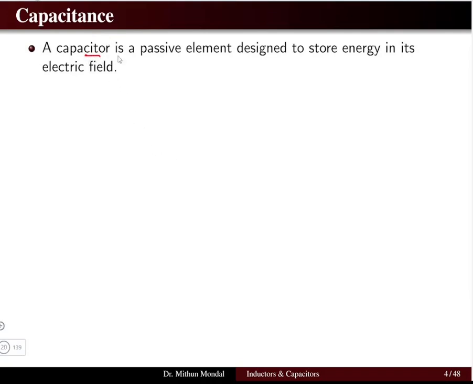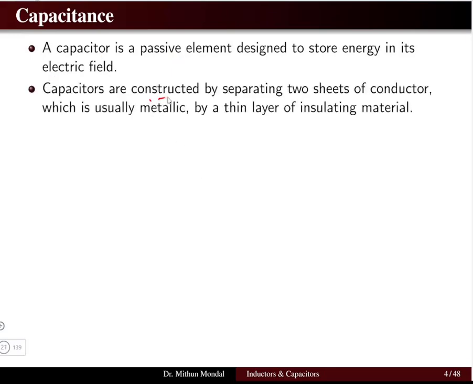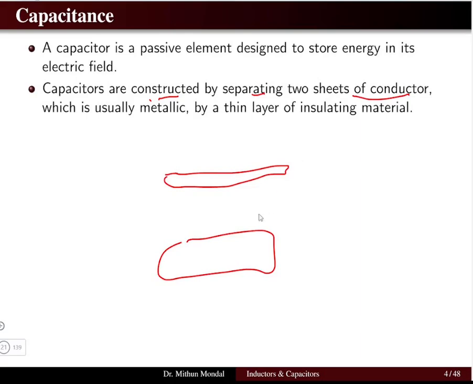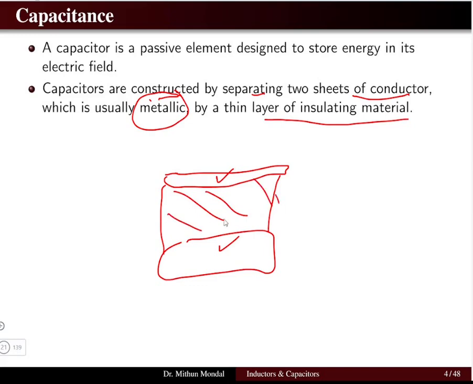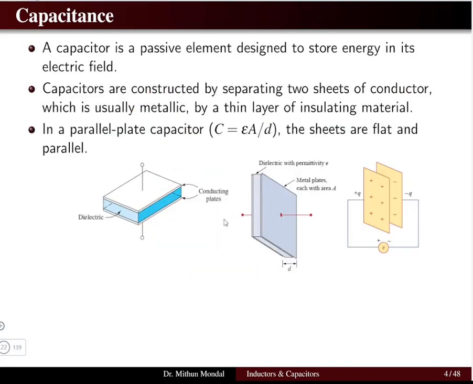A capacitor is a passive element because it is an energy storage element which stores energy in the electric field. So when there is an electric field and you store the energy with an element, that is known as a capacitor. Capacitors are constructed by separating two sheets of conductor. Basically we will have two conductors, which are usually metallic, made up of some metals, and there is a thin layer of insulating material which separates these conductors. So the insulating material will be in between the two conductors.